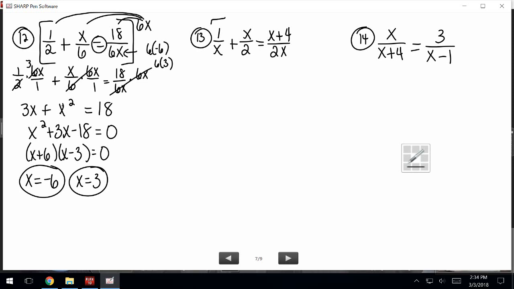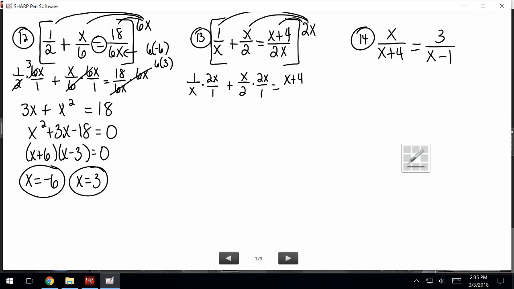All right, let's look at 13. 13, your least common multiple would be 2x. So you're going to distribute that 2x to all three of these guys. All right, I'm going to write the steps because I know some of us still need it, and there's nothing wrong with that. If you can skip these steps, go on with your bad self.